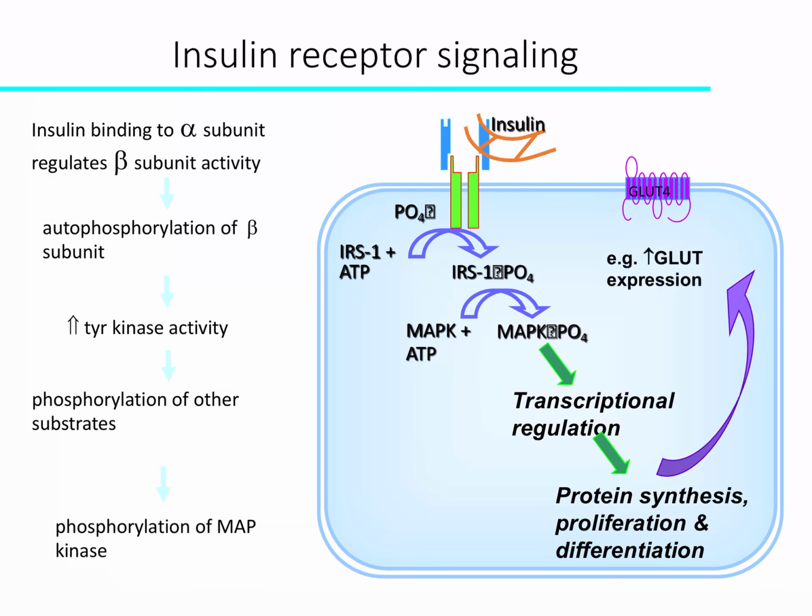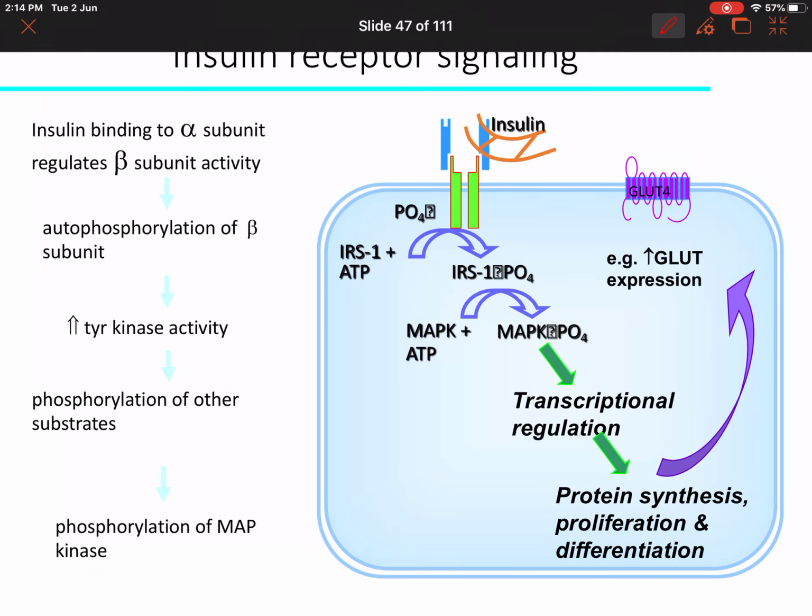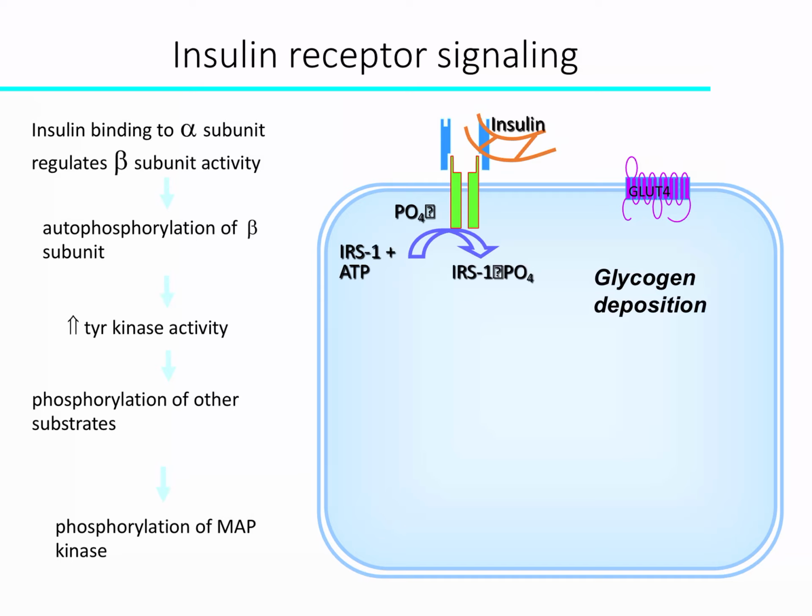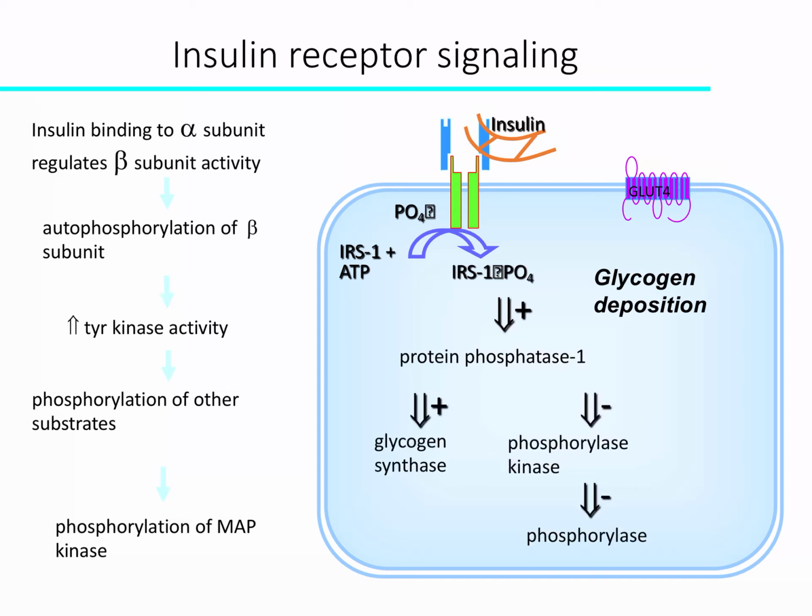Other than that, insulin can also increase GLUT expression, more synthesis of GLUT transporters. What is GLUT? GLUT is a glucose transporter. There are 7 kinds. One of them, GLUT2, is present in the pancreas. GLUT4 is present in the skeletal muscle, liver, and fat tissues.